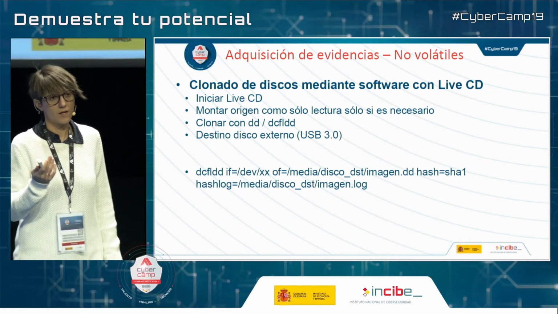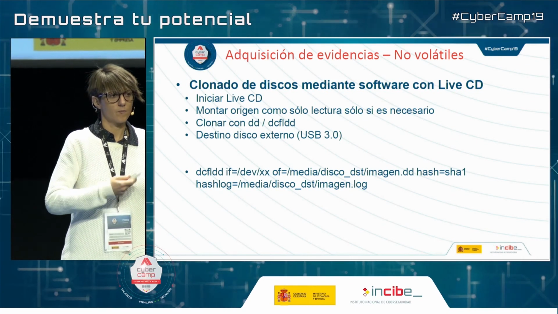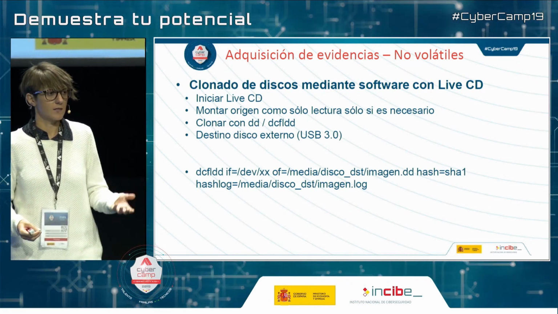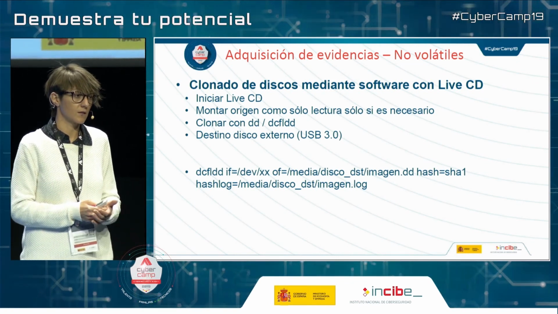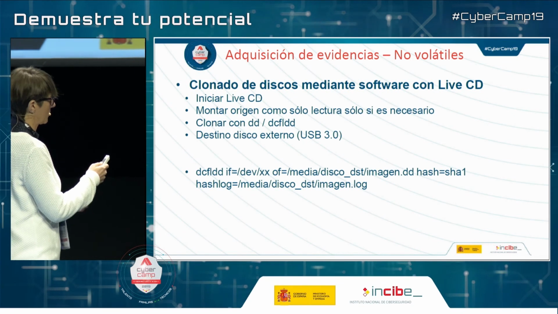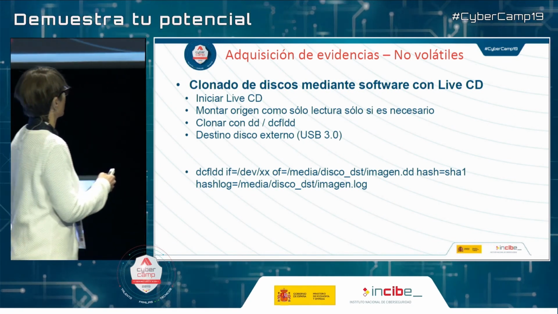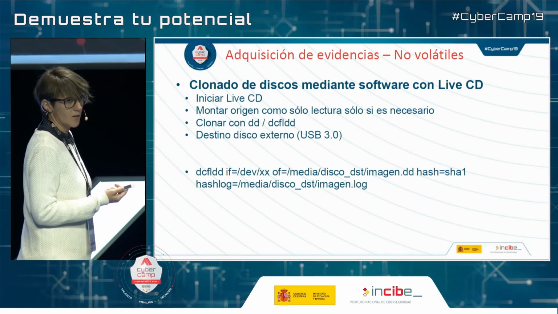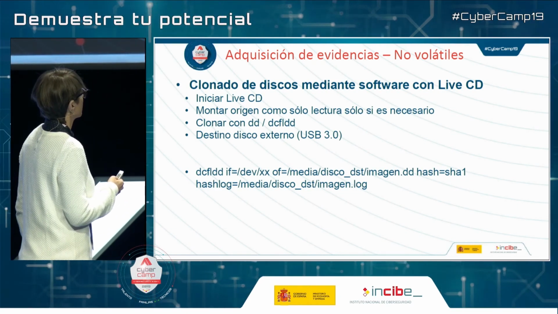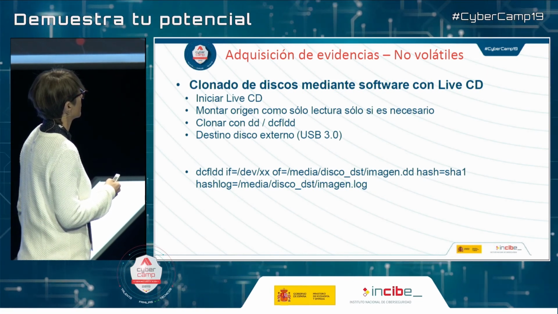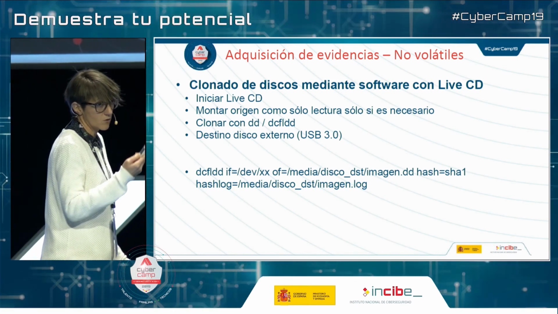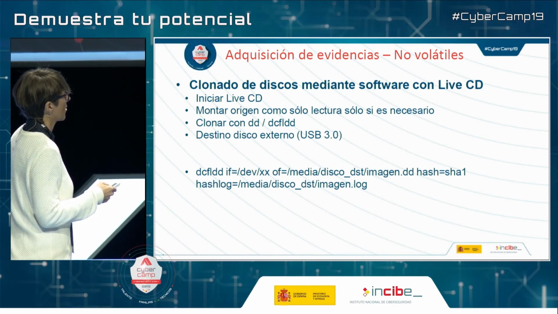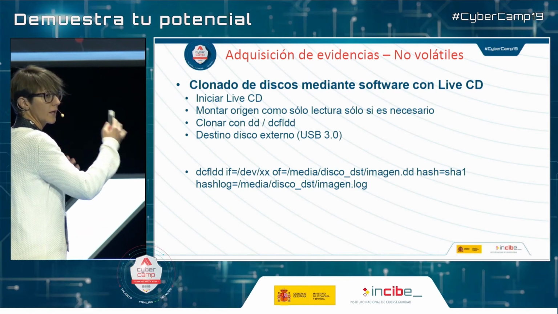So we would start our computer with a live CD, and once we have the live CD, then we can see the USB units that we have connected, and then we could start acquiring evidence. How would we go about this? We have DCFLDD, and then we have the input device, and then we have the output device here, so it's image.dd.